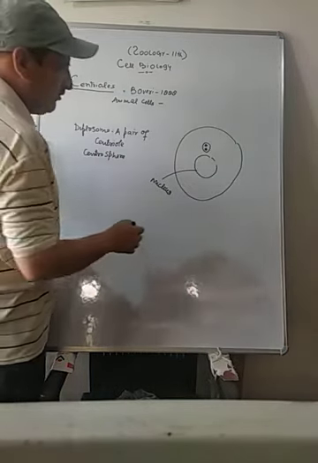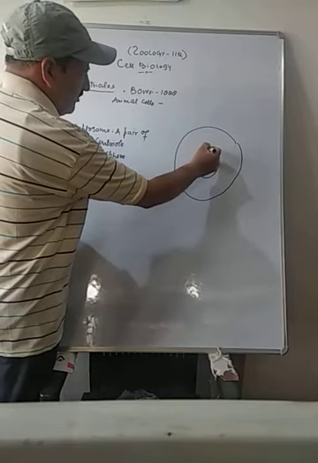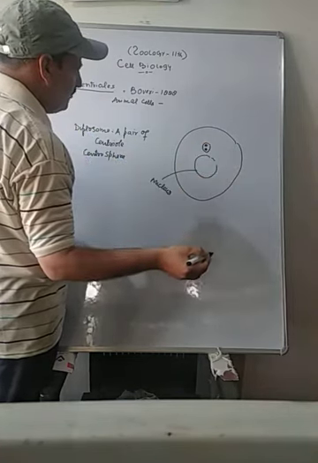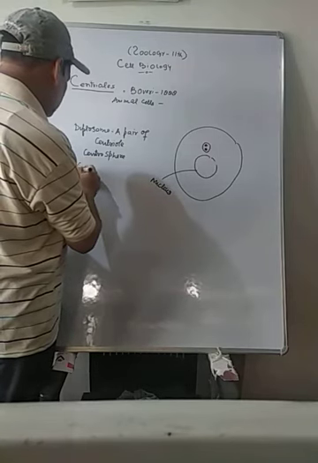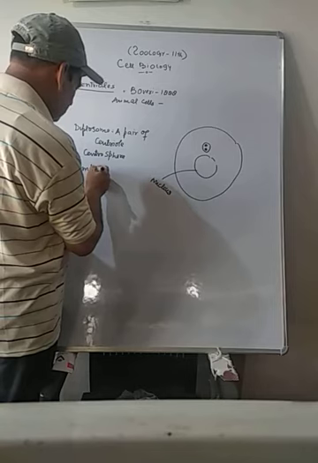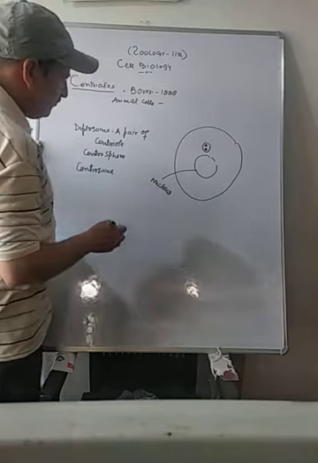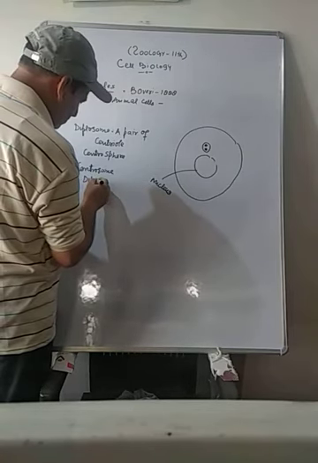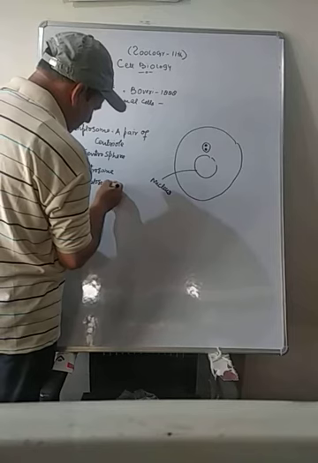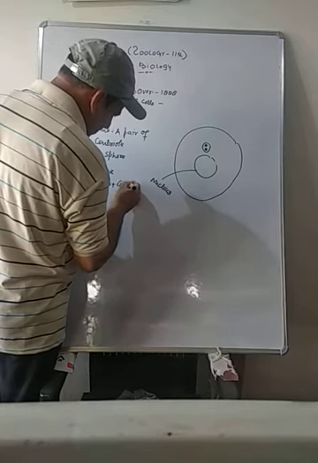Now this structure has centrosphere and two centrioles or diplosome, and usually it is called centrosome. Centrosome includes diplosome plus centrosphere.